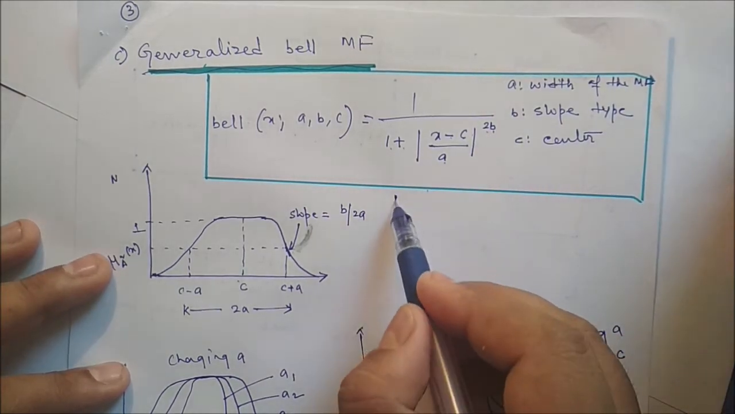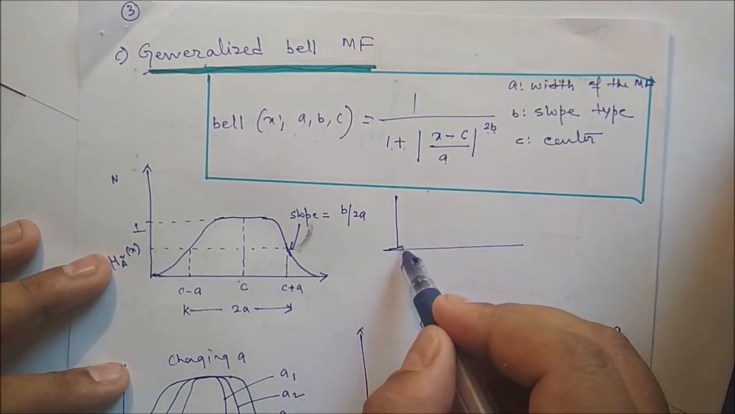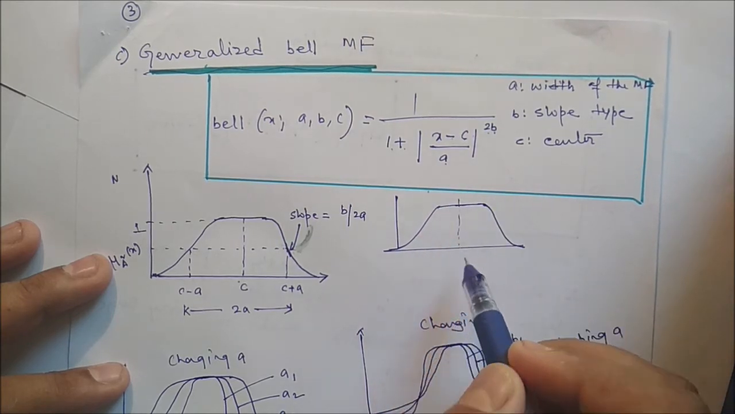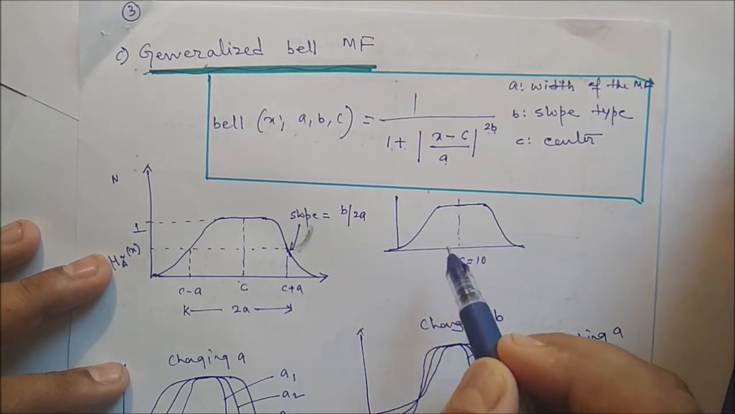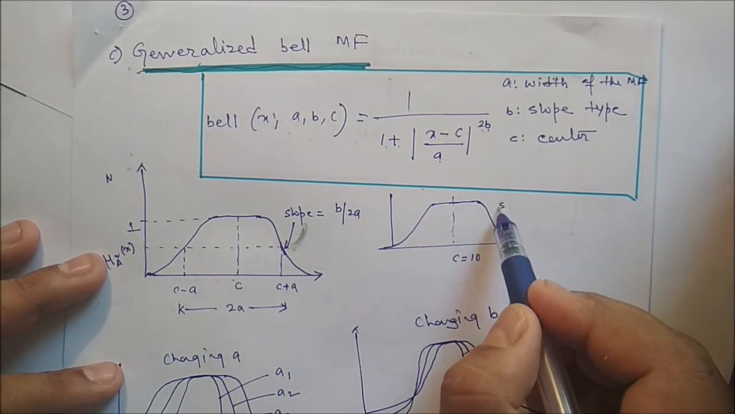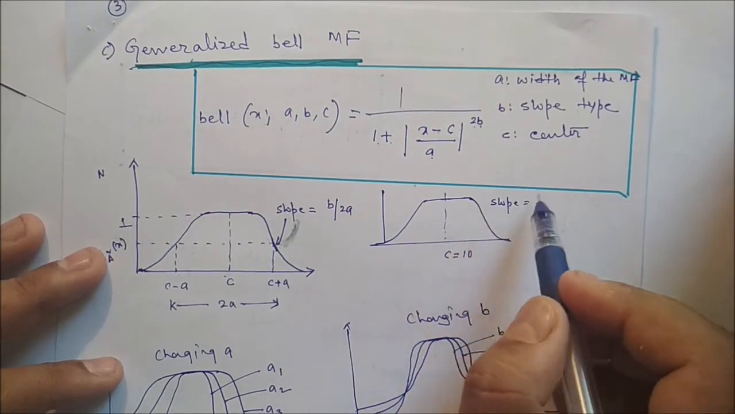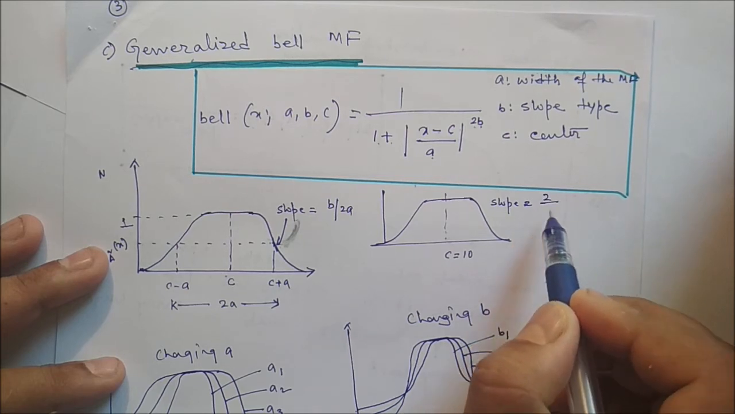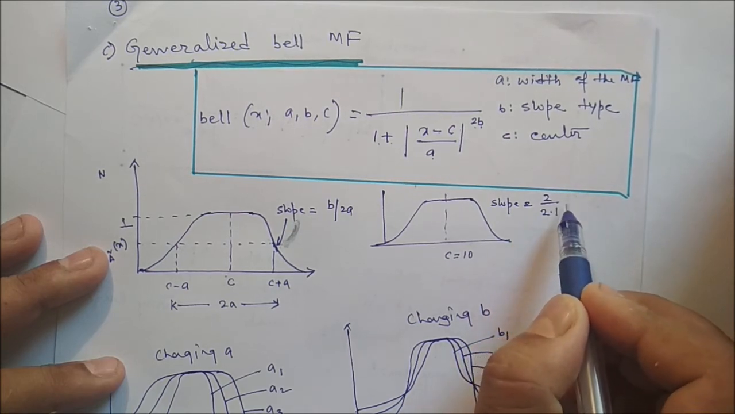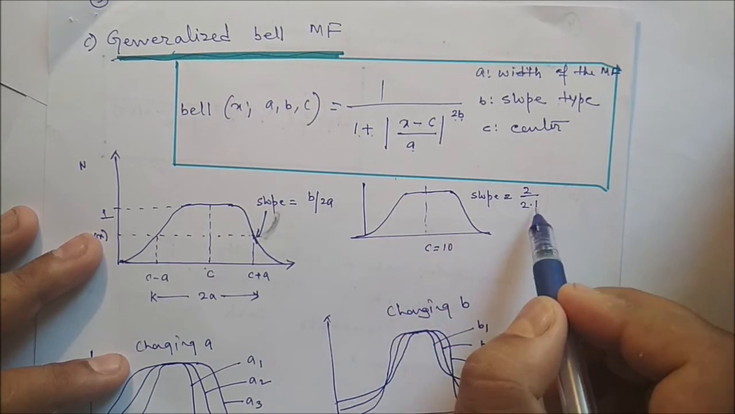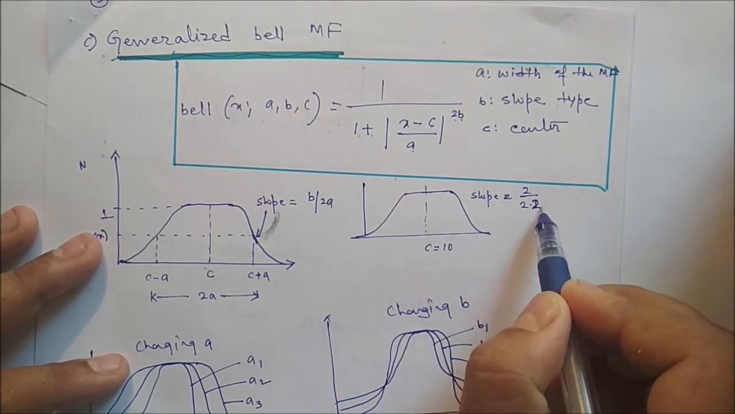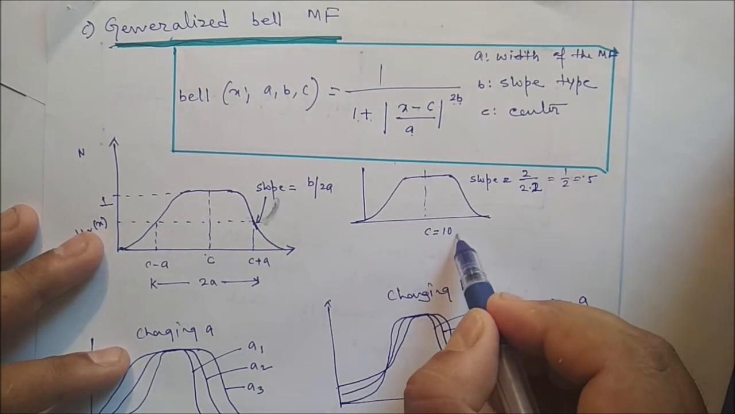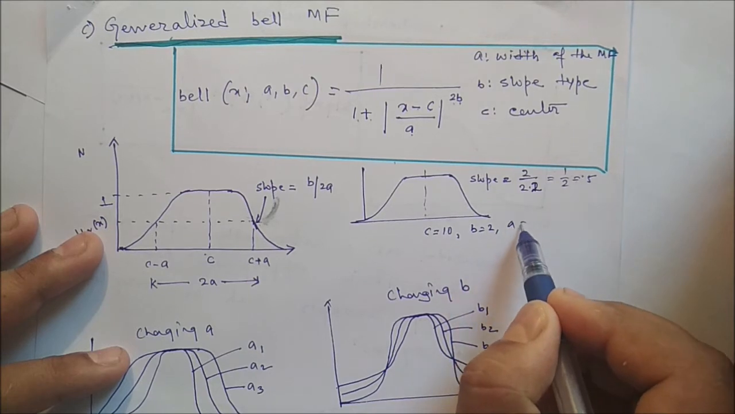Okay, so we can see a very simple example. Suppose one generalized Bell shape is there. Suppose c is 10, and a slope is also there. The slope is b by 2a. Suppose it is 2 comma 1, so a is also 2. So that means 1 by 2, that is 0.5. So c is equal to 10, b is equal to 2, and a is equal to 2.